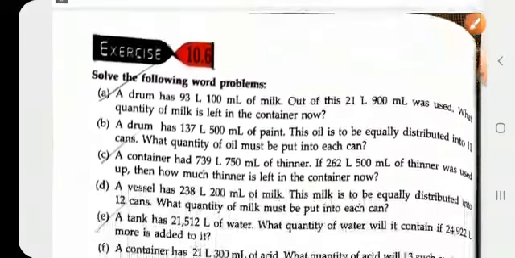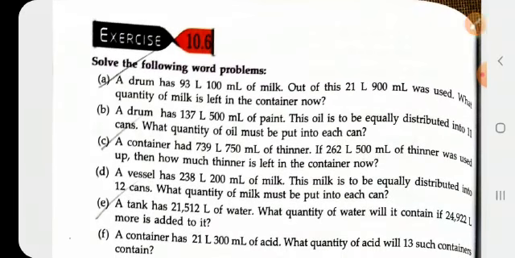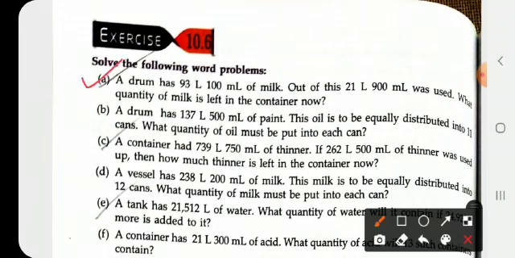Coming on to the exercise, this is 10.6. The first sum we will do is: a drum has 93 liters. Now here look at the sum. A drum has 93 liters, 100 milliliters of milk. Out of this, 21 liters, 900 milliliters was used. What quantity of milk is left in the container now?